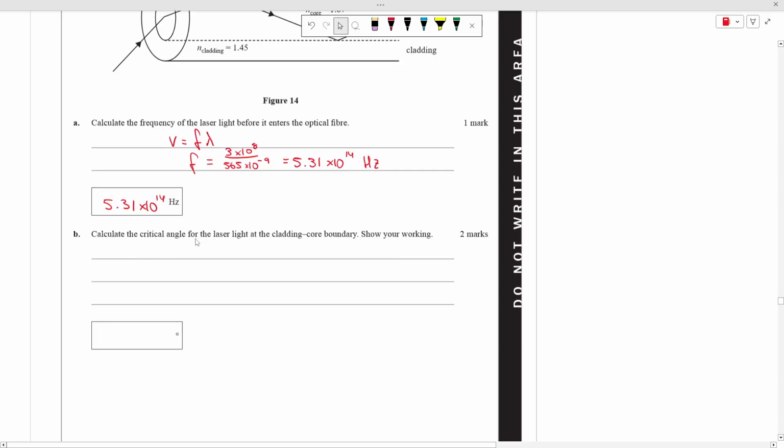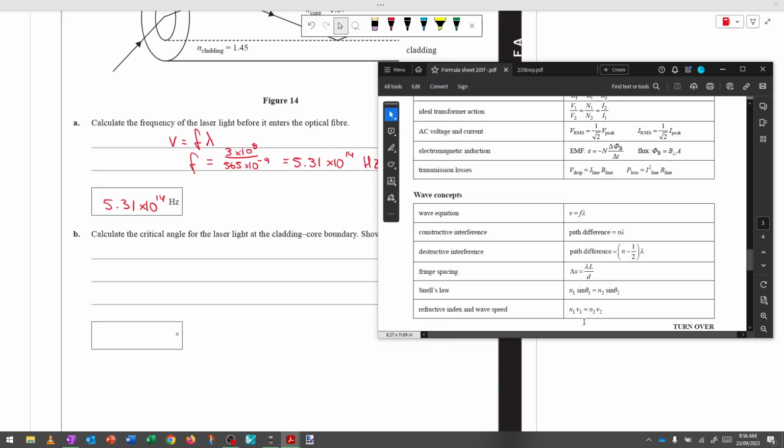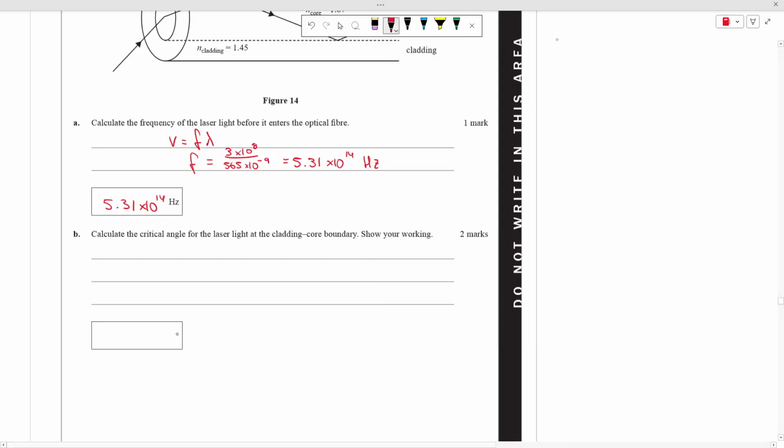Part B, calculate the critical angle for the laser light at the cladding core boundary. Show your working. So this just straight comes from your formula sheet, Snell's law. Got to be careful I don't scroll past it. There it is. Okay, so Snell's law, and at the critical angle is when your angle of refraction theta 2 is 90 degrees. So if you just set that up and then solve for the first angle of incidence, then that's how we do it. Okay, so we've got n1 sine theta 1 equals n2 sine of 90 degrees.